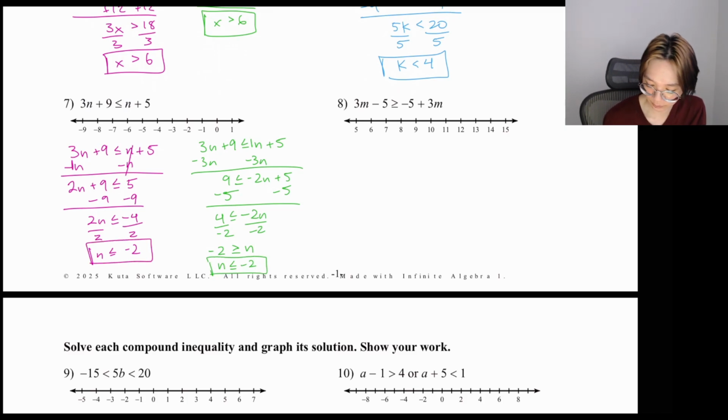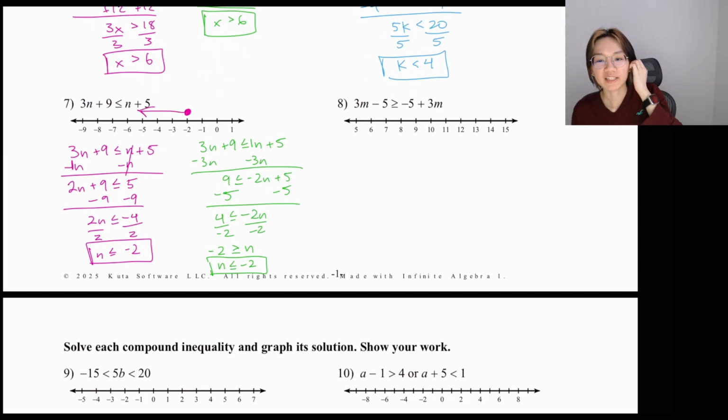n is less than or equal to negative 2. So we have negative 2 here, filled in because it can be equal to, and everything less than. Same thing for the next one.